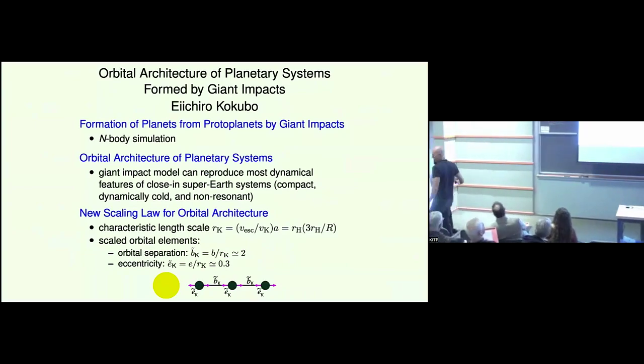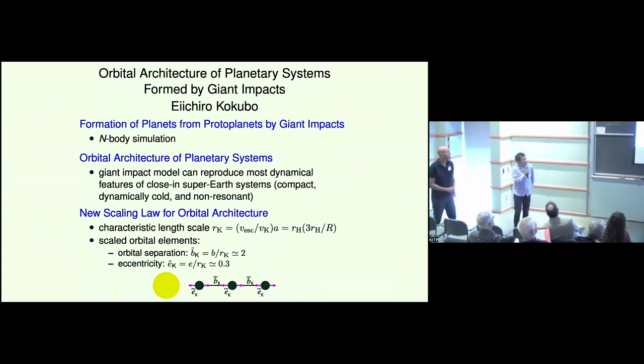Hi, I'm Eiichiro Kokubo. In this project, we are interested in the orbital architecture of planetary systems formed by giant impacts. Giant impacts are thought to be the final assembly stage of the terrestrial planets. We know the giant impact stage is very stochastic because it's a few-body problem, from several embryos to planets. But we try to find some basic rule for this stage.